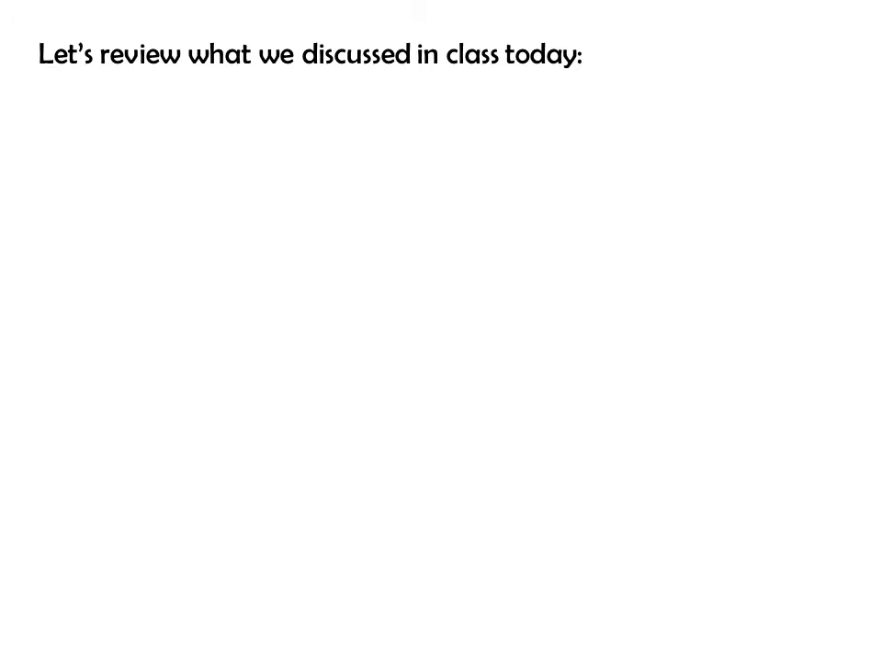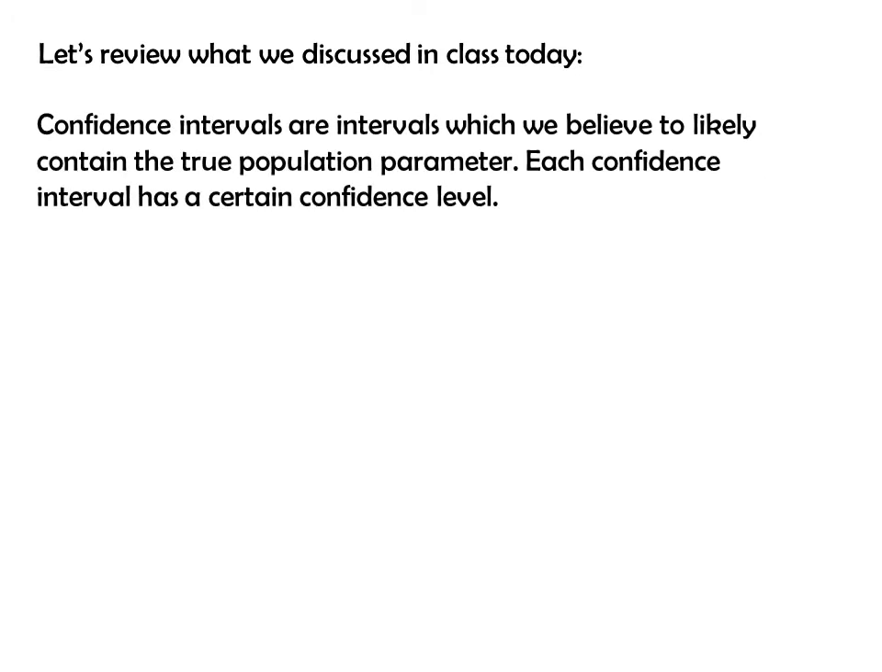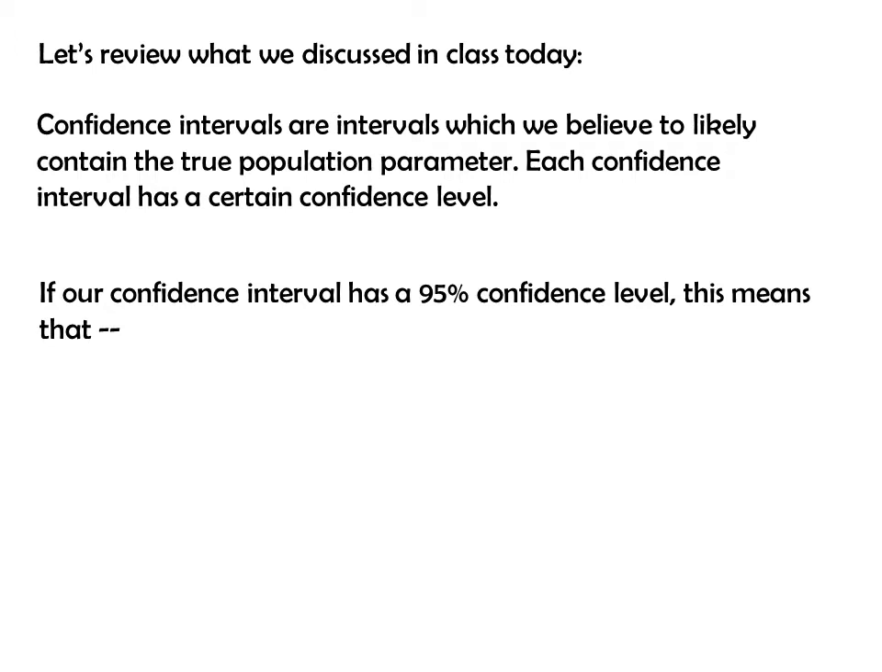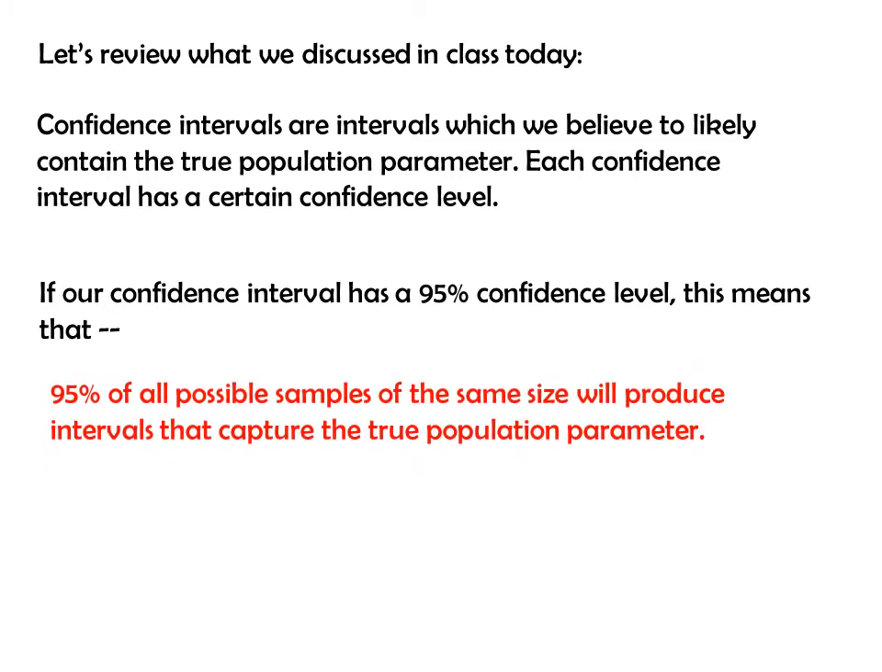Let's review what we discussed in class today. Confidence intervals are intervals which we believe to likely contain the true population parameter. Each confidence interval has a certain confidence level. If our confidence interval has a 95% confidence level, this means that 95% of all possible samples of the same size will produce intervals that capture the true population parameter.